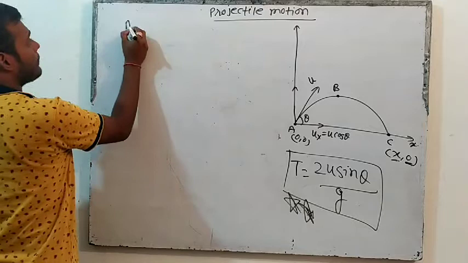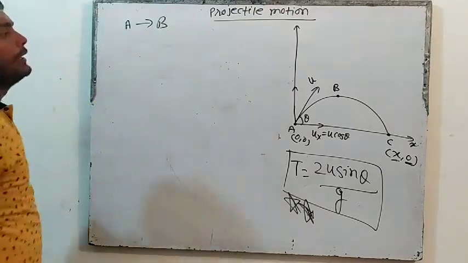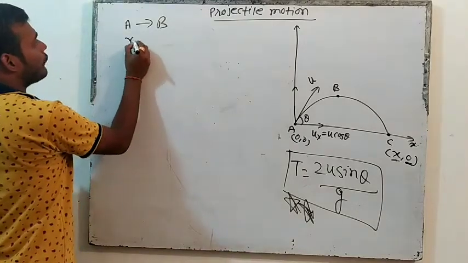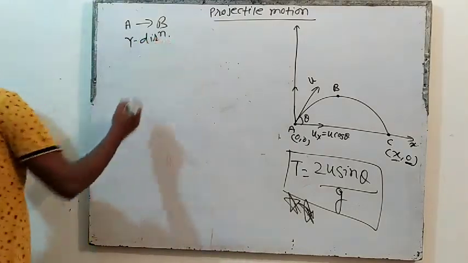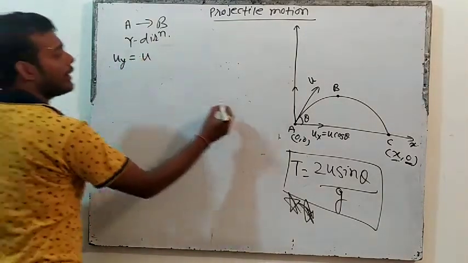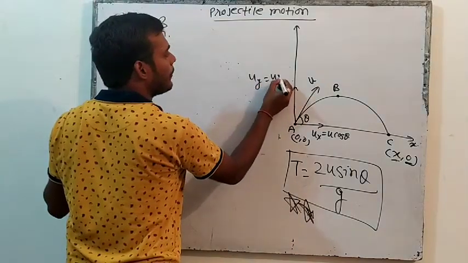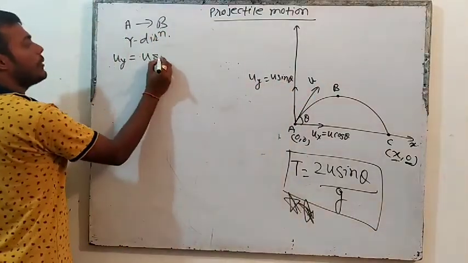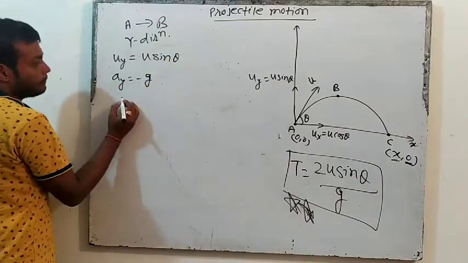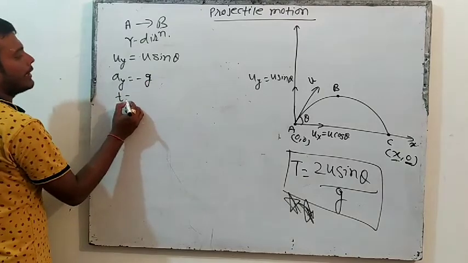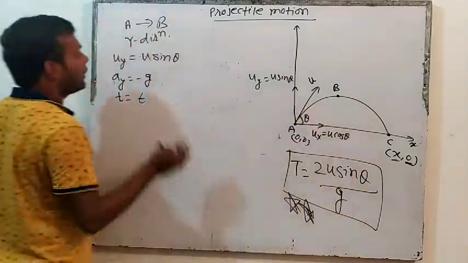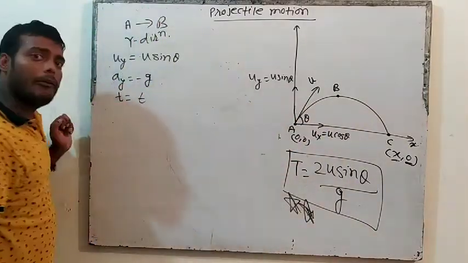Now I will apply the equation from A to B. We will go in y direction. We know in y direction what thing we know? Initial velocity in y direction. That means initial velocity in y direction will be how much? U sin theta. Acceleration in y direction is how much? Minus g. T we have to find. Let's say it will take t time when it goes from A to B. A is the starting point, B is the final point. So when the object is going from A to B, I will calculate the time.